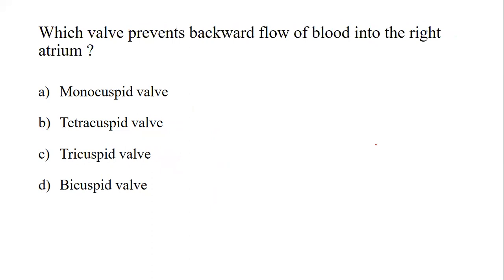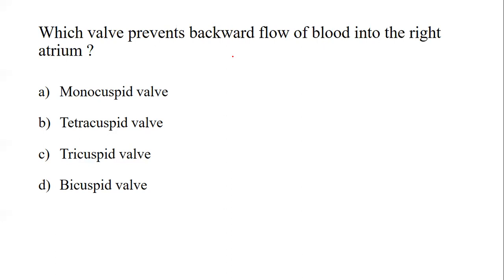Okay. So here you can see the bicuspid valve or mitral valve, which is seen between the left atrium and left ventricle. Then the next question: which valve prevents backward flow of blood into the right atrium? It is a question mainly for assessing the valve on the right side of our heart.